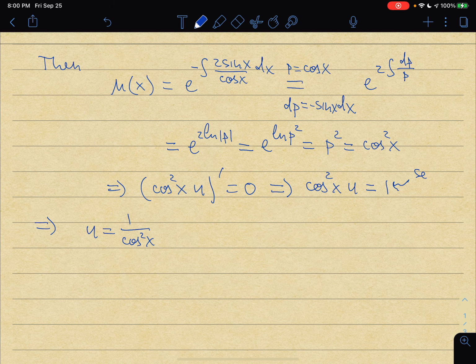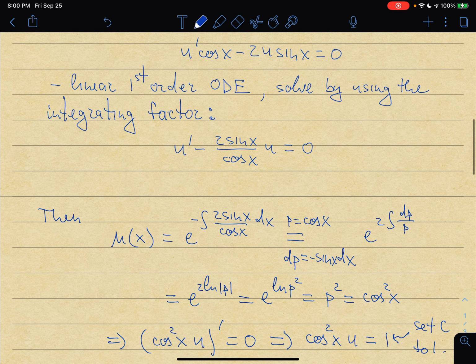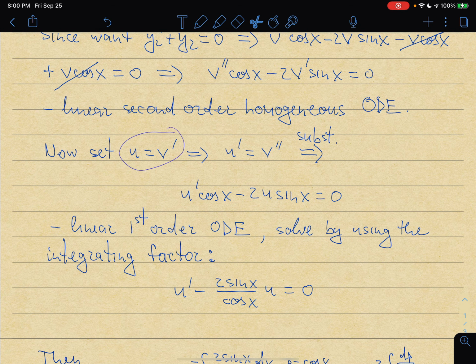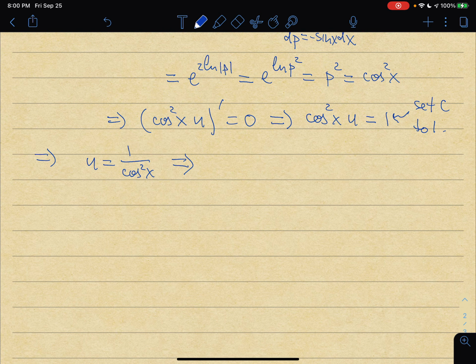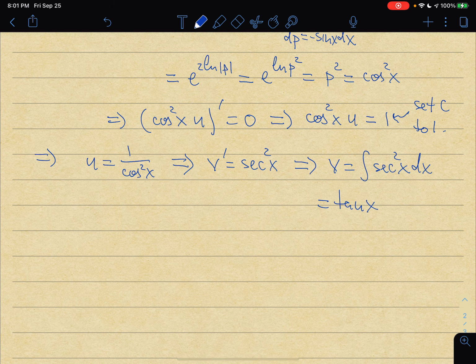So set c to 1 then. All right, so if u is 1 over cosine square of x, and I remember what u was. U was v prime. And if u is v prime, so then what we get is that v prime is equal to secant square of x, right? Because 1 over cosine square of x is secant square, and then integrating both sides, I can get v. So v should be an integral of secant square of x dx, and that's a table integral. V is a tangent of x, and I'm not going to write any c's again because I only need one solution.